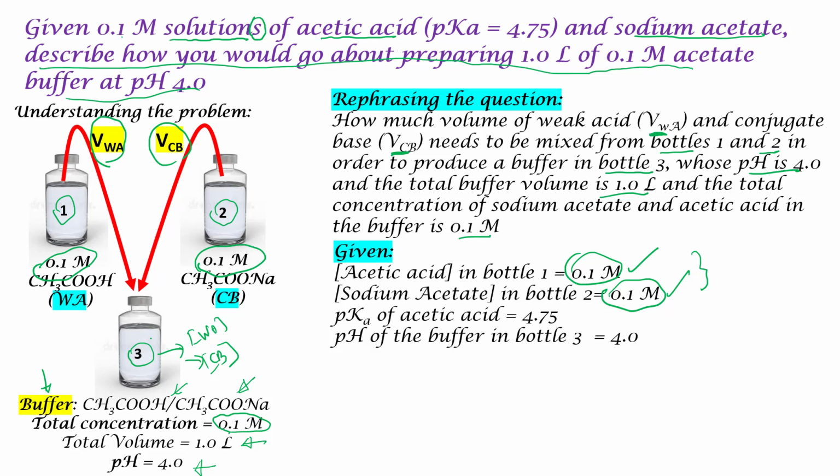We're not putting both of them in the same concentration in here. We're going to mix them in some proportion. So 0.1 molar is not the concentration of weak acid and conjugate base in bottle 3. Okay, so that's the key distinction here.